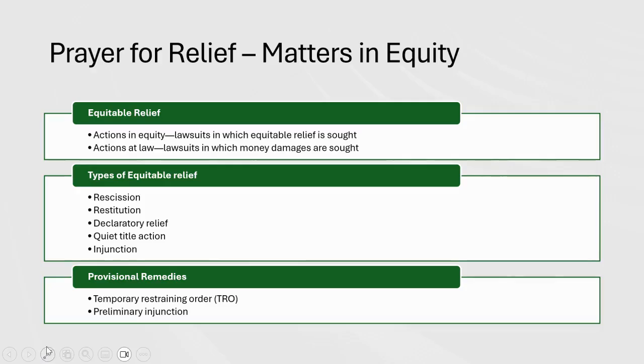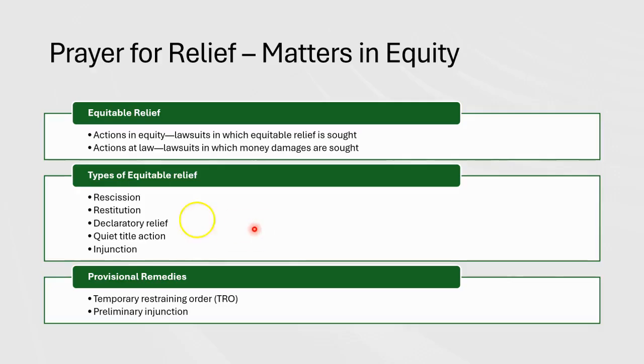A prayer for relief in a matter in equity, that would be actions in equity, or lawsuits in which equitable relief is sought, and actions at law are lawsuits in which money damages are sought. Just to keep that clear. Again, types of equitable relief: maybe rescission of the contract, restitution, declaratory relief, I mentioned that already earlier.